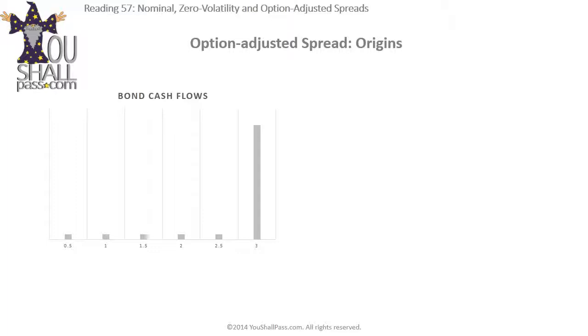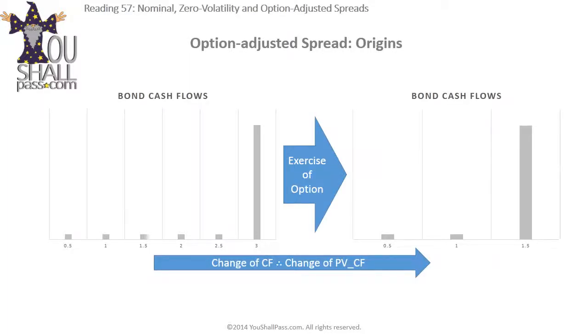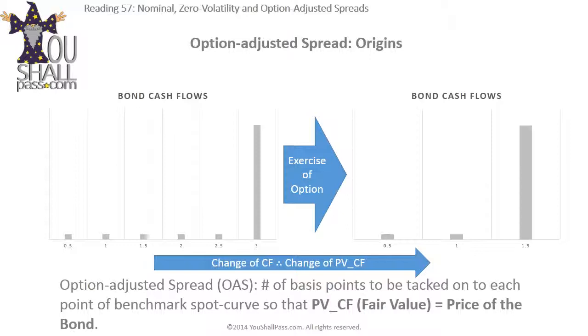And as we had mentioned earlier, if either the put or the call gets exercised, cash flows that look like this can suddenly turn into this. Cash flows change, the present value of those cash flows changes, and that obviously changes the fair value of the bond. And the option adjusted spread then is the number of basis points to be tacked on to each point of the benchmark spot curve so that the fair value of the bond equals the currently prevailing price of the bond.